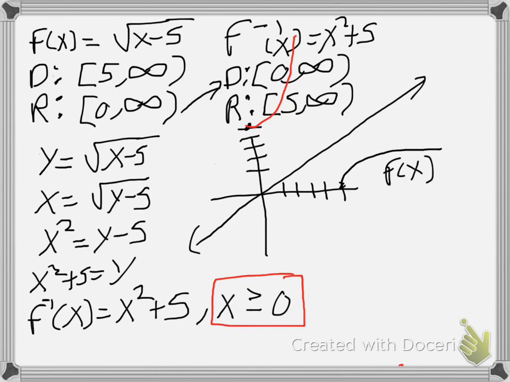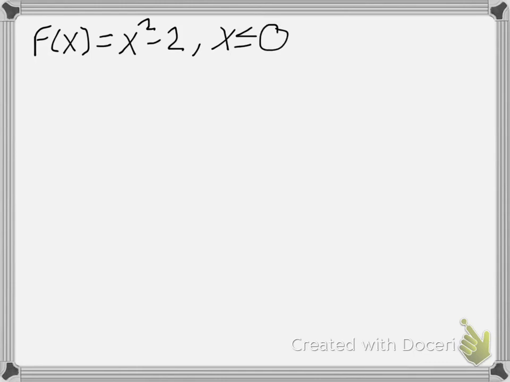All right. Let's do the inverse. So we've got f of x is equal to x squared minus 2. And I'm telling you that I want x to be less than or equal to 0. So what's my domain? Well, that's pretty straightforward. It's got to be negative infinity to 0.